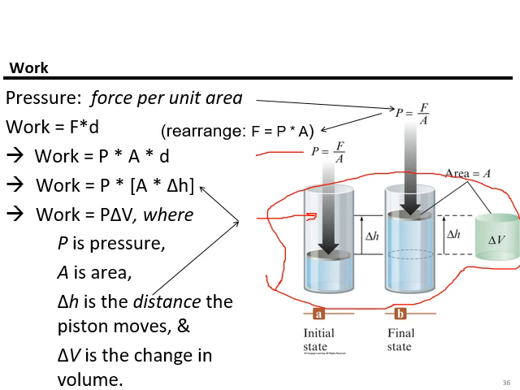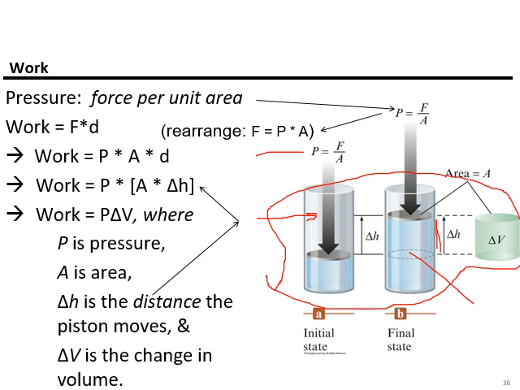For example, here for the cylinder, you're already going to know what the diameter is, and then all you have to do is measure how far up or down the piston moves. So if we could get a formula for work that involved pressure and volume, it would be much better. And it turns out that we can.